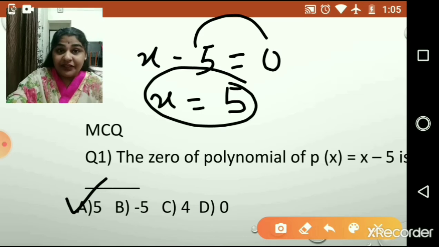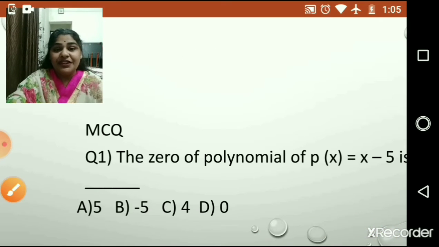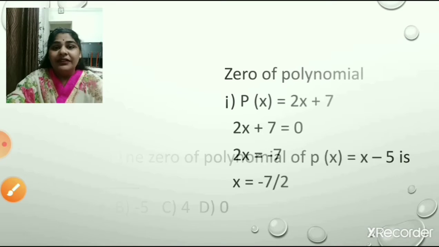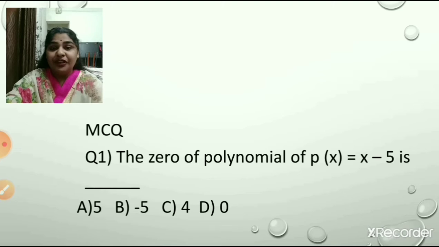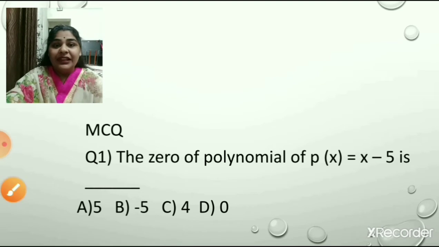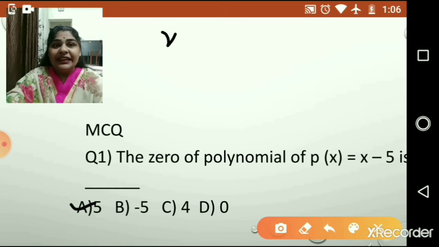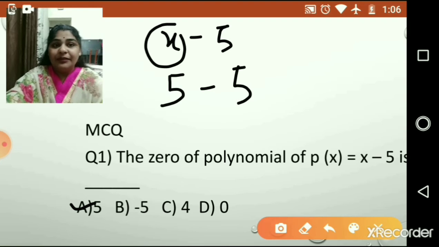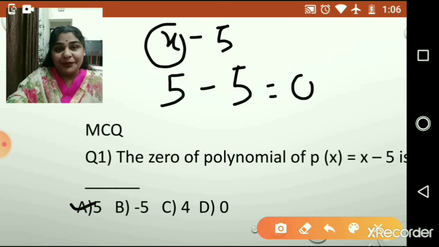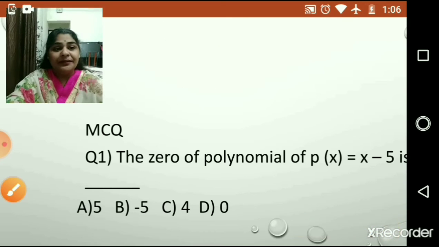Let us check whether our answer is correct. 0 of the polynomial means if we substitute this value which we got in the given polynomial, it should be equal to 0. Let us see, we got our answer 5, right? So it is x minus 5. Suppose I substitute x value as 5. So 5 minus 5 will be equal to 0, right? That means this is the 0 of the polynomial.